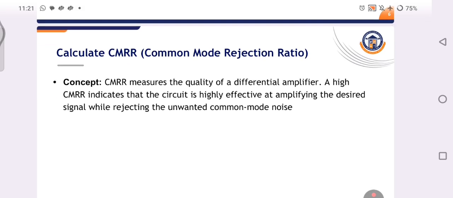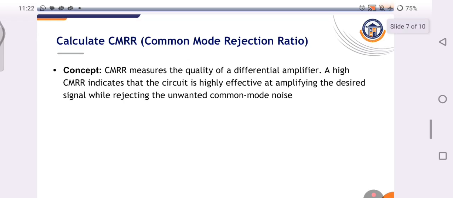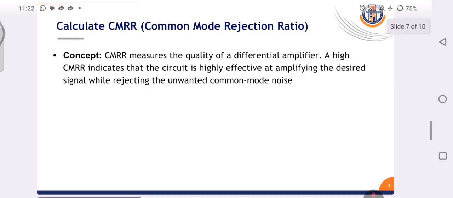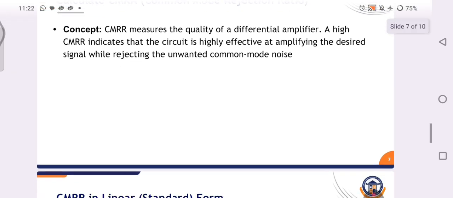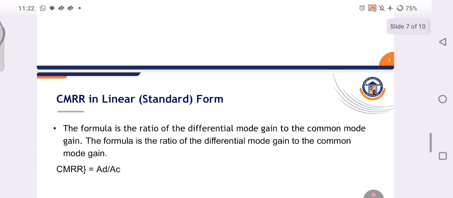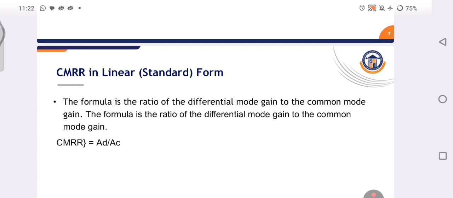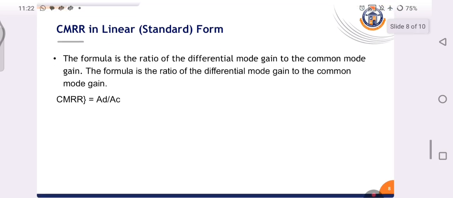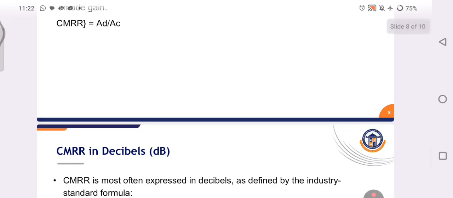The next one is the common mode rejection ratio. CMR is a measure of the quality of a differential amplifier. A higher CMR indicates that the circuit is highly effective at amplifying the desired signals while rejecting the unwanted common mode noise. The formula is the ratio of differential mode gain to common mode gain. It indicates CMR equal to AD by AC.